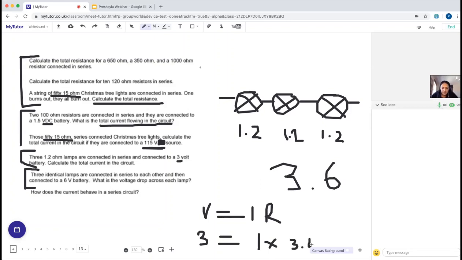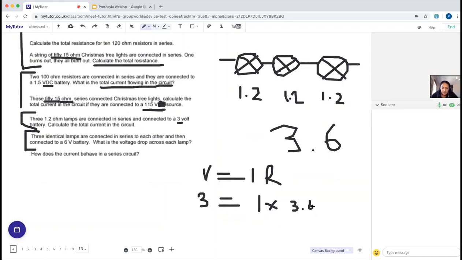That's not a 1, that's I. And then if we divide both sides by 3.6, we get I equals 3 divided by 3.6. So you should be getting 0.83 recurring. And obviously you would put it to however many significant figures the question asks for. So it's perfectly acceptable to just write 0.83. And then the last question here is, how does the current behave in a series circuit? Well, we know that current is the same in a series circuit through all the components.